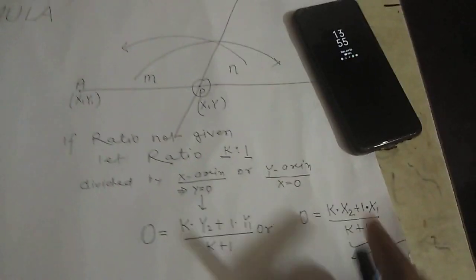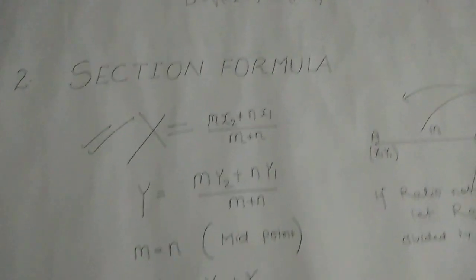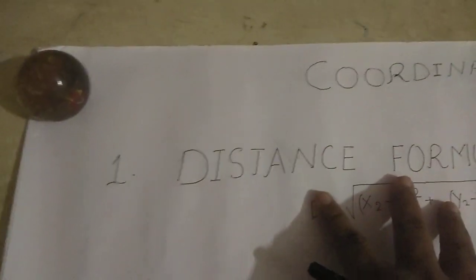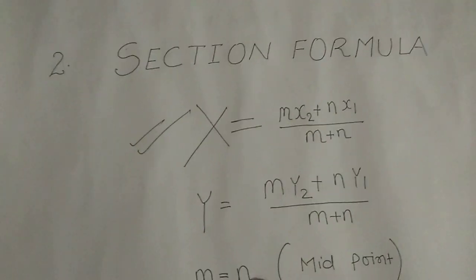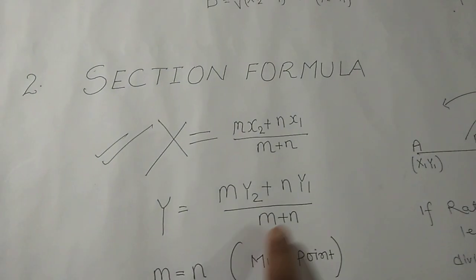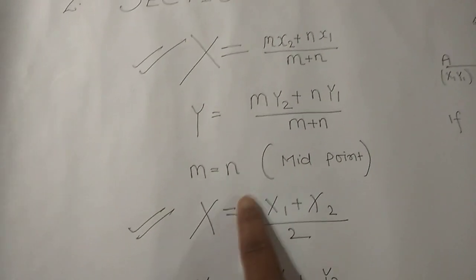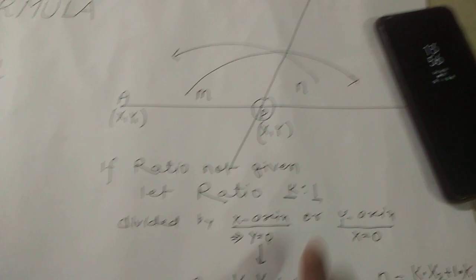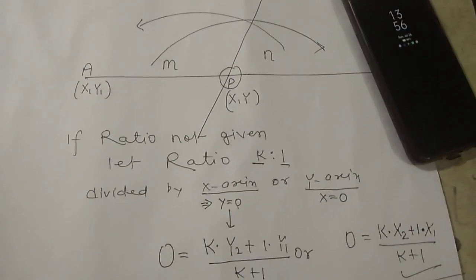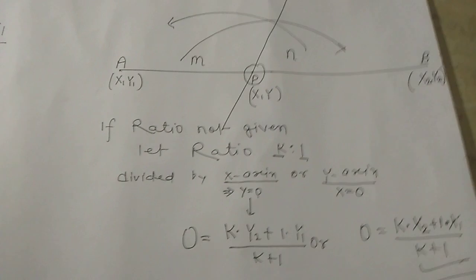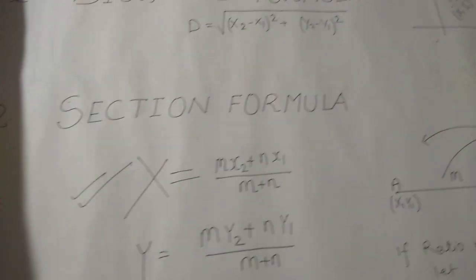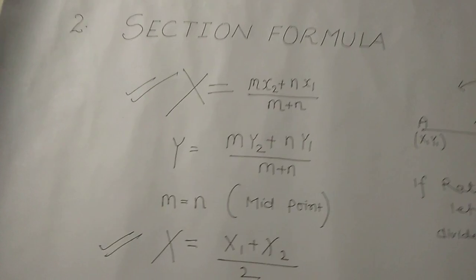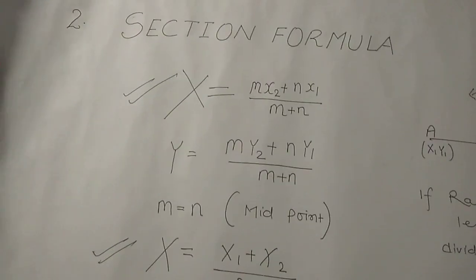This will be your form of a section formula. Distance formula, and then section formula. Section formula, first part: when the ratio is given, x is equal to this, y is equal to this. When m is equal to n, that is the midpoint, x is equal to this, y is equal to this. When the ratio is not given, you will use this formula. Now I am going to show you some examples about these two formulas.